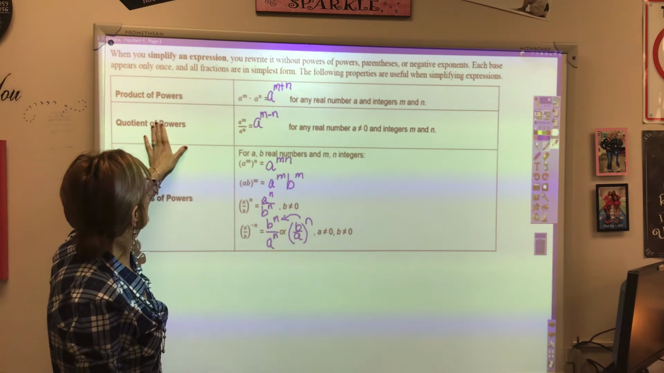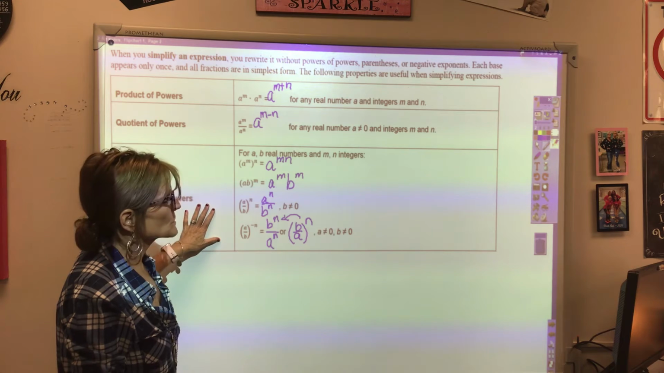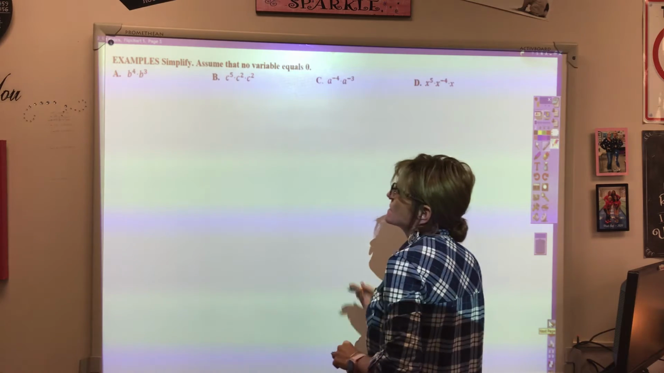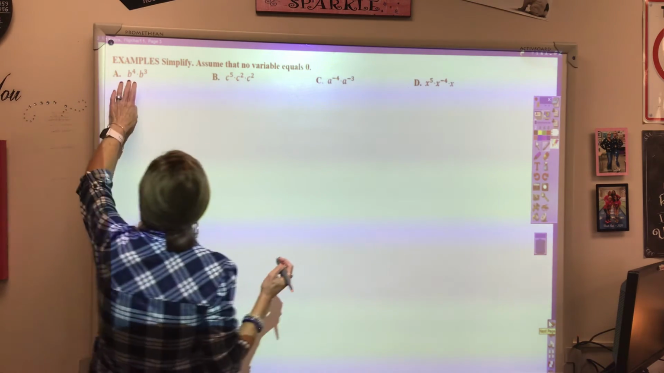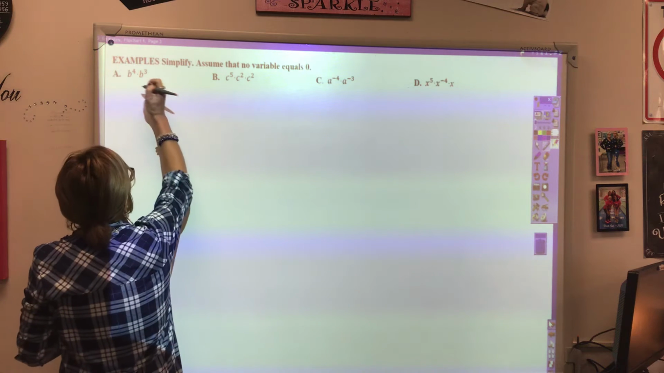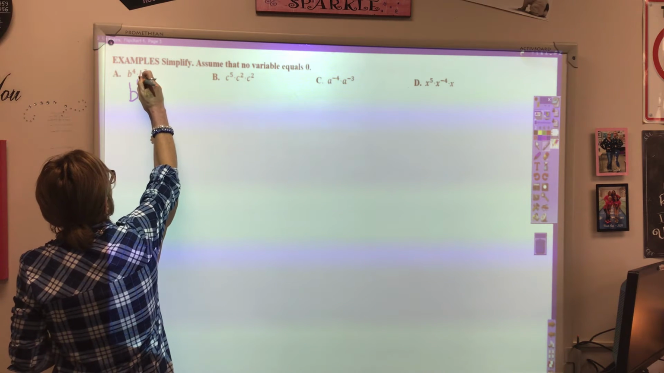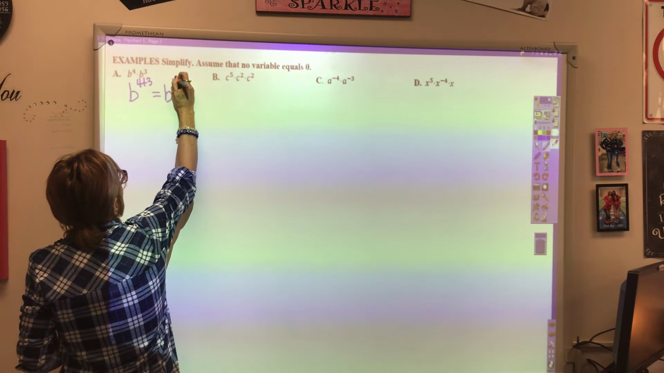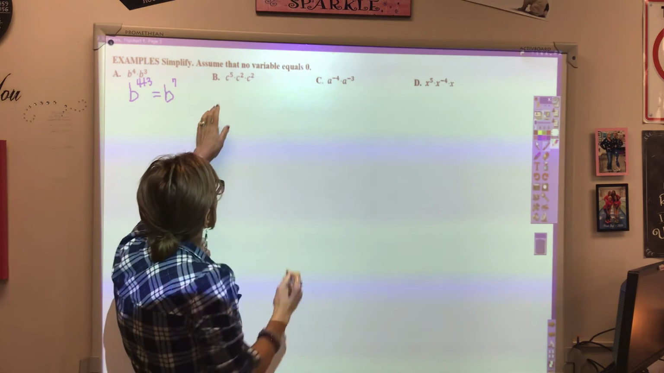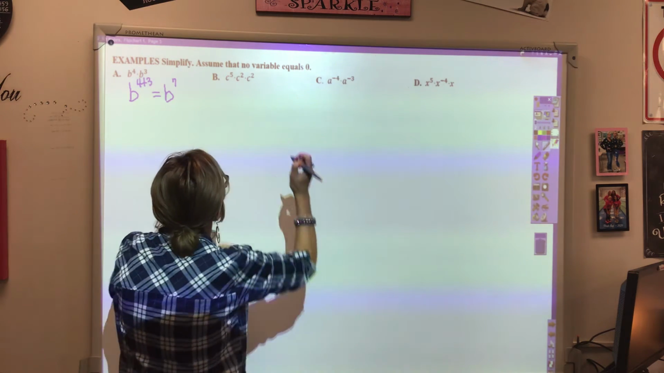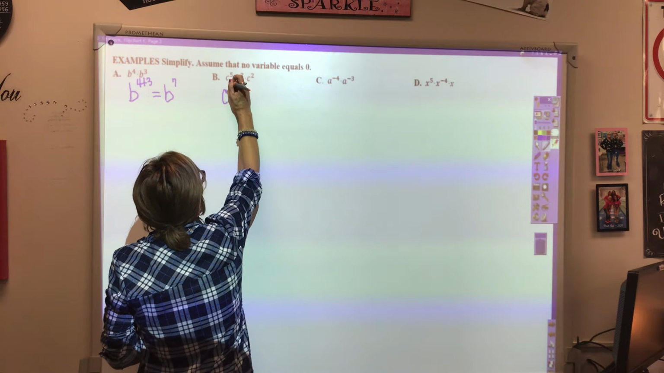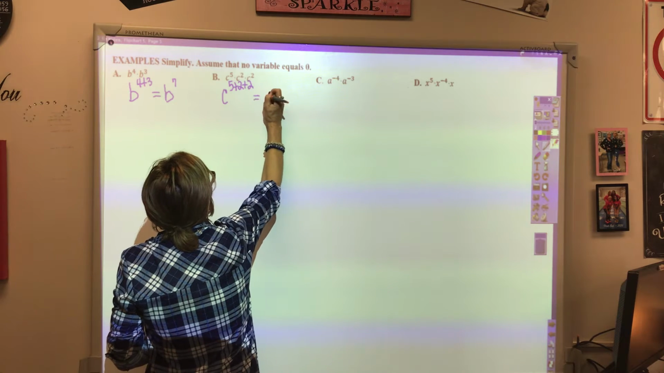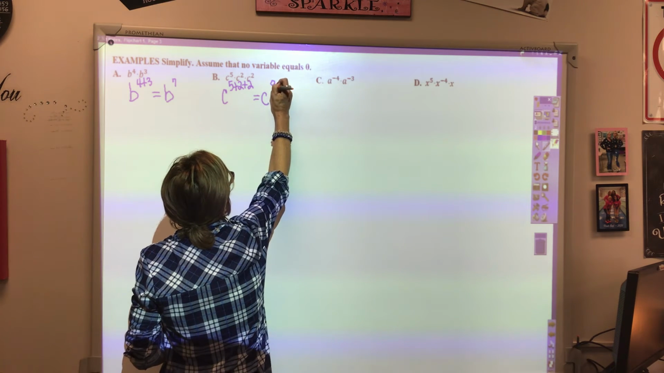Okay, so those are some of the properties that we use when we're simplifying expressions. Now let's try some practice problems. So b to the fourth times b to the third means we just take b to the 4 plus 3, which is b to the 7th. C to the fifth times c squared times c squared would be c to the 5 plus 2 plus 2, which is c to the 9th.